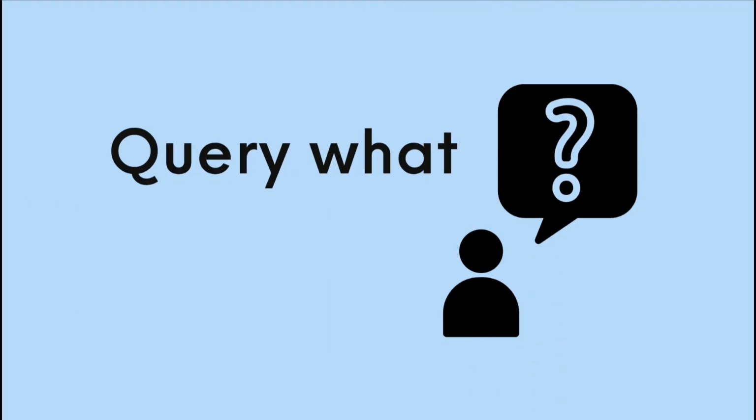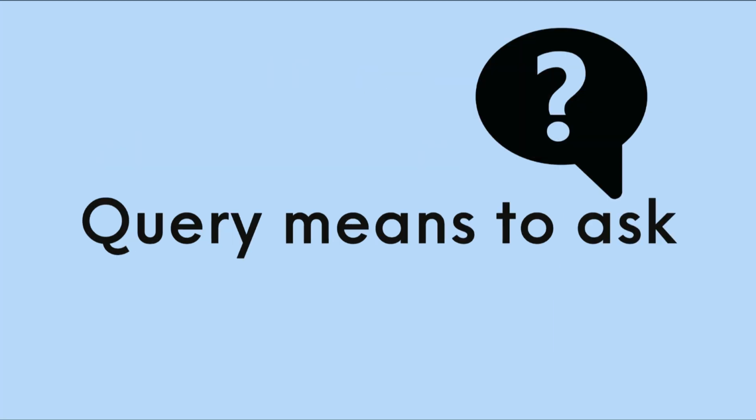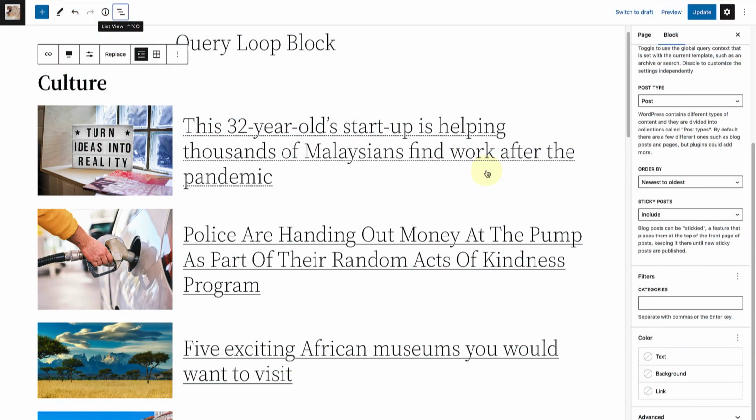When you hear the term query loop, is your first thought, query what? If so, you're not alone. This powerful block can be used to display posts based on specified parameters. Query means to ask, so the block will allow you to ask the database to show you all the posts about a specific topic. You can customize this as you would like.